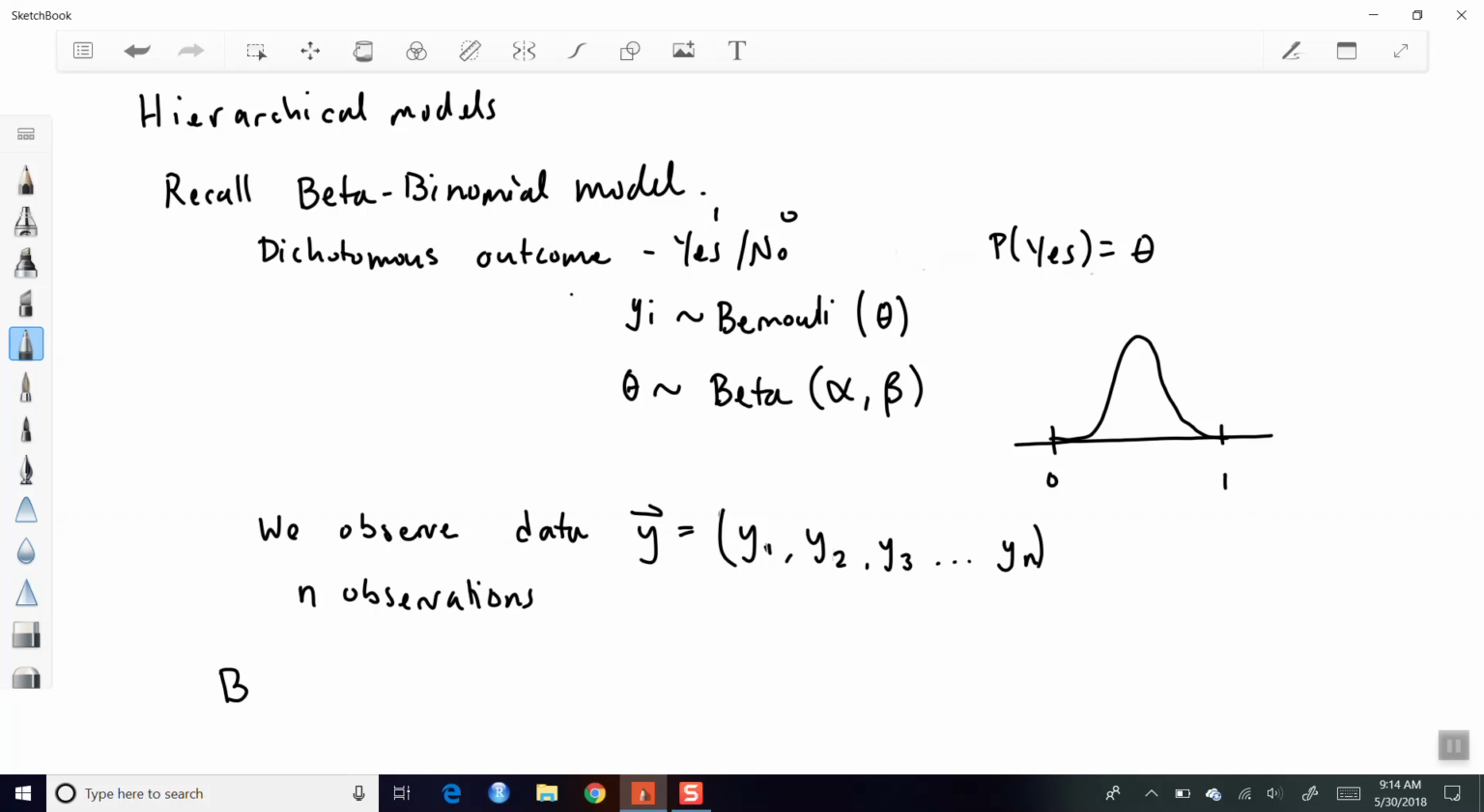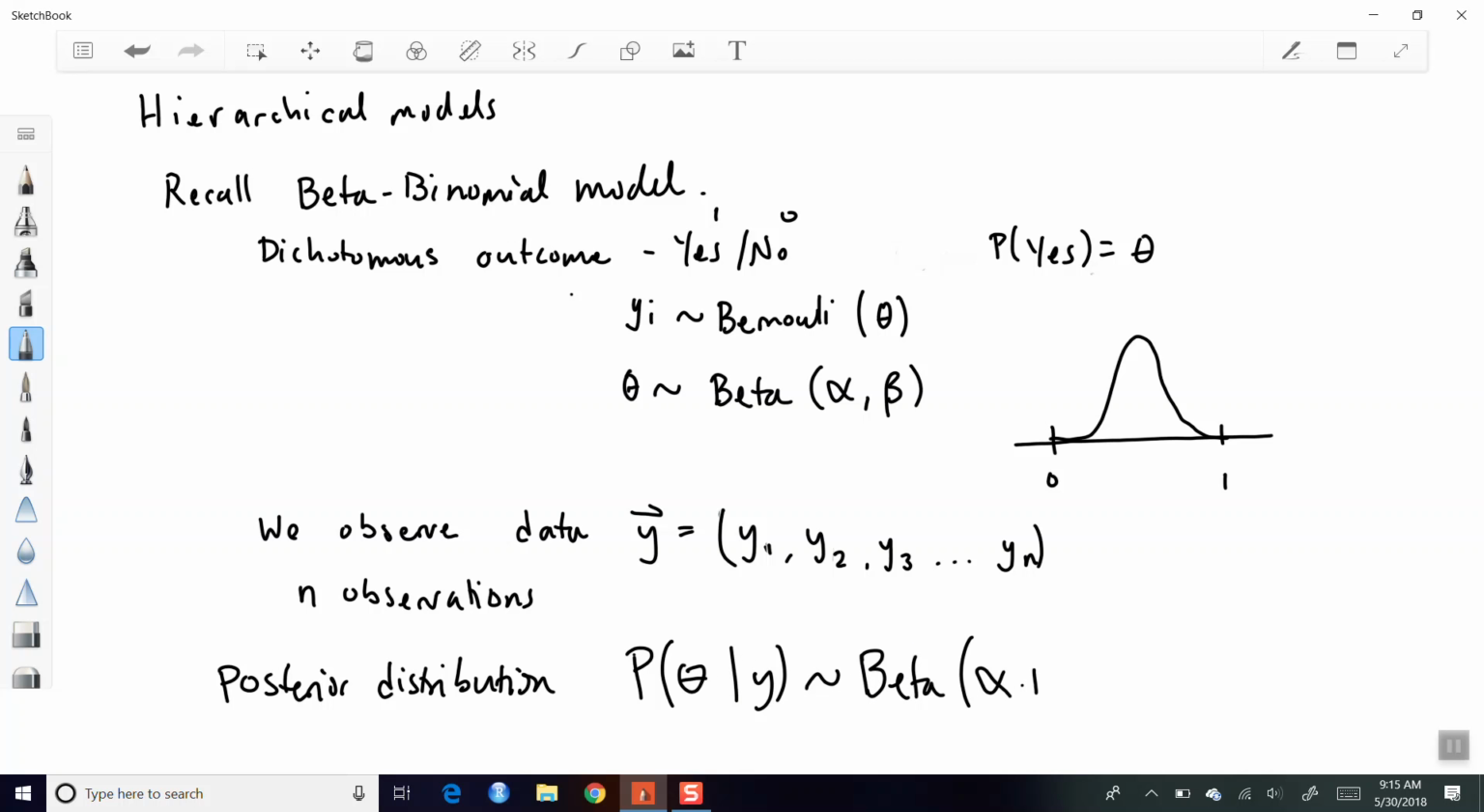And then we said the posterior distribution, that is the probability of theta given our data y, is going to be another beta distribution, and we have alpha plus, let me just say the sum of the y sub i's is equal to k. So it would be alpha plus k, and then beta plus n minus k. Right? And I'm hoping this is familiar. All right, so this is all review.